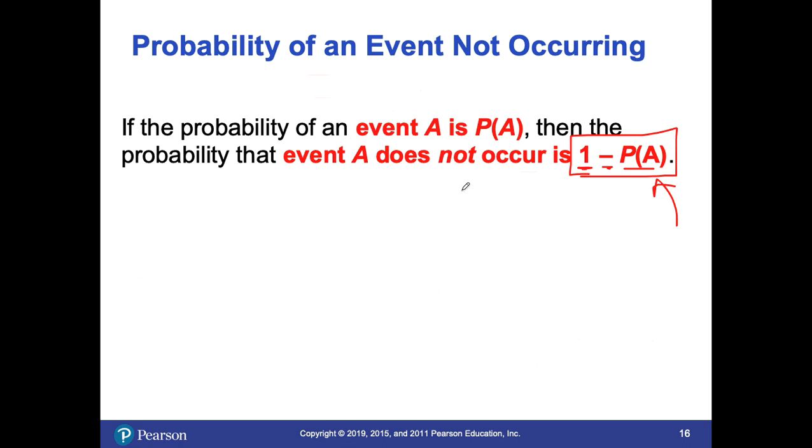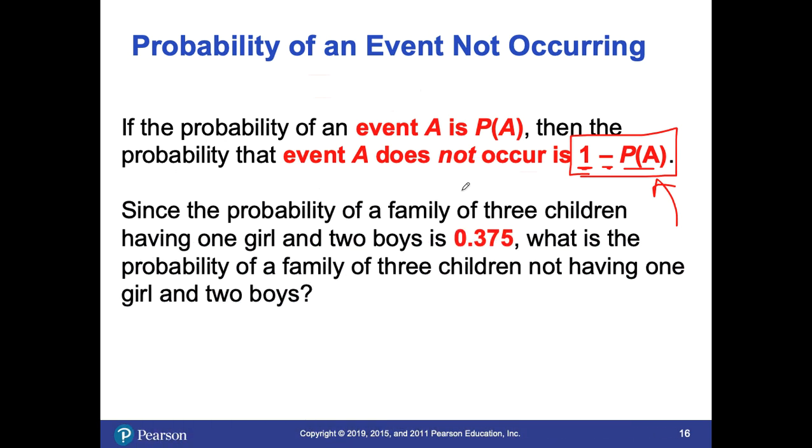Okay? Now, if that's a little confusing, let's go ahead and take a look at this quick example here. Since the probability of a family of 3 children having one girl and 2 boys is 0.375, and you can just trust me on that, what is the probability of having 3 children and not having 1 girl and 2 boys?